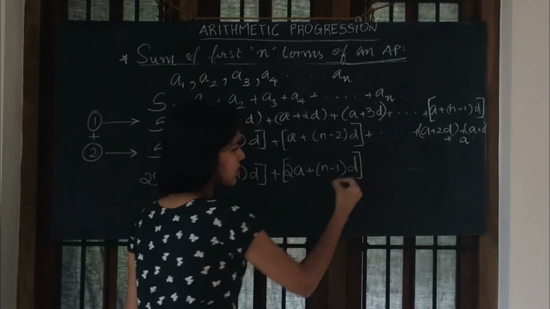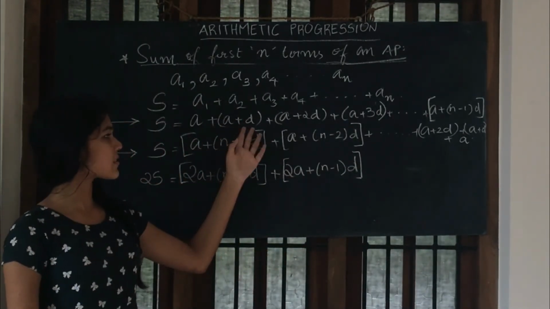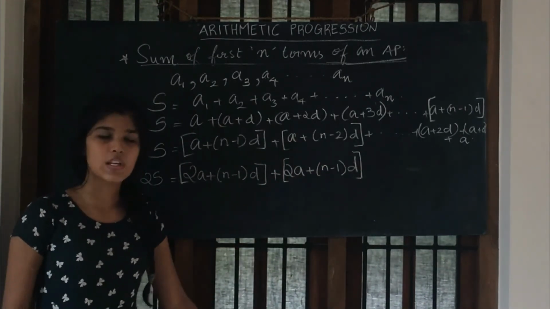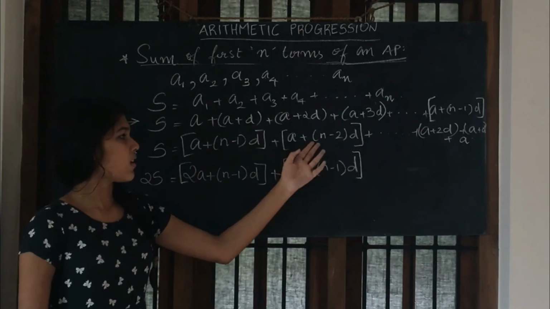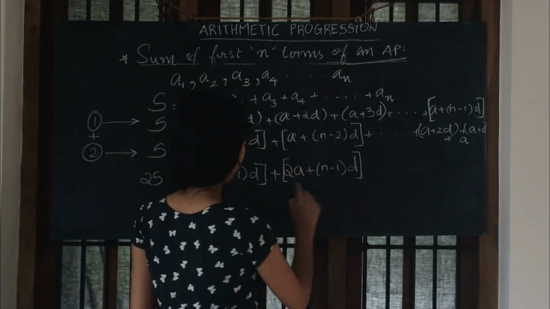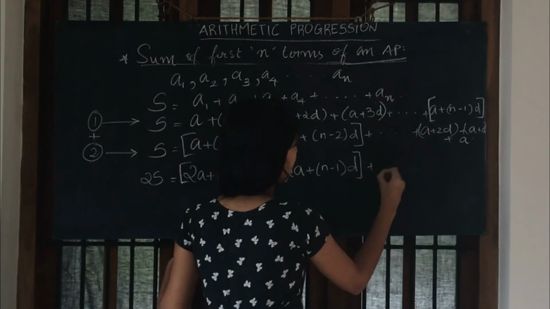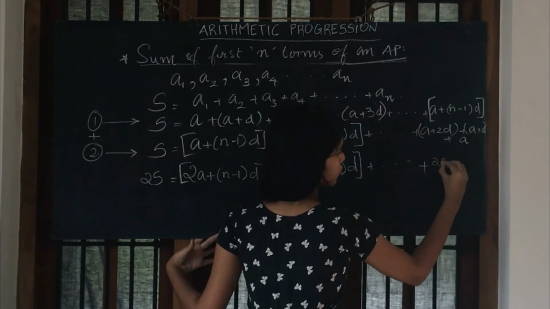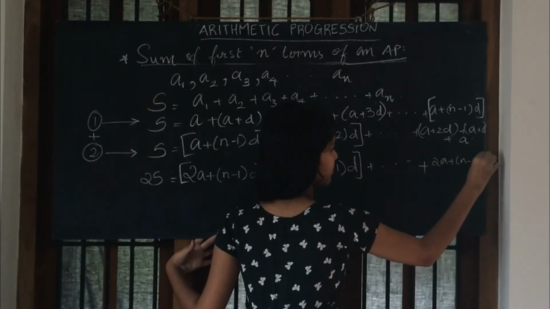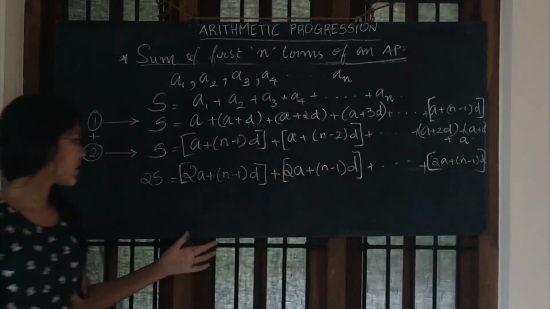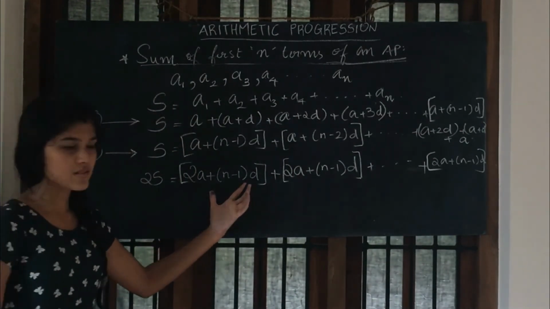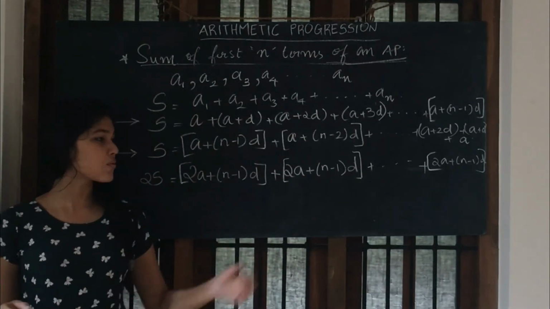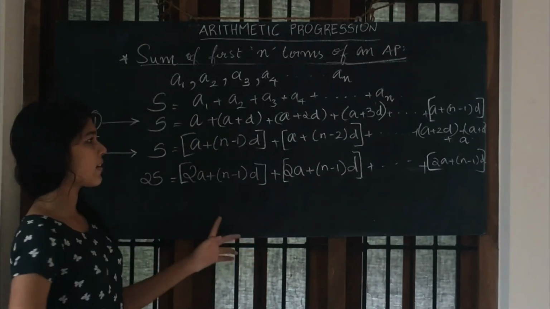If you have any confusion in this step about how a plus d plus a plus (n minus 2) into d became 2a plus (n minus 1) into d, just feel free to open the bracket and find the term. Then etc., plus a plus (n minus 1) into d plus a, which is also 2a plus (n minus 1) into d. So you can see here that the same term 2a plus (n minus 1) into d is repeating many times. Now the question is, how many times would this term be repeated here?